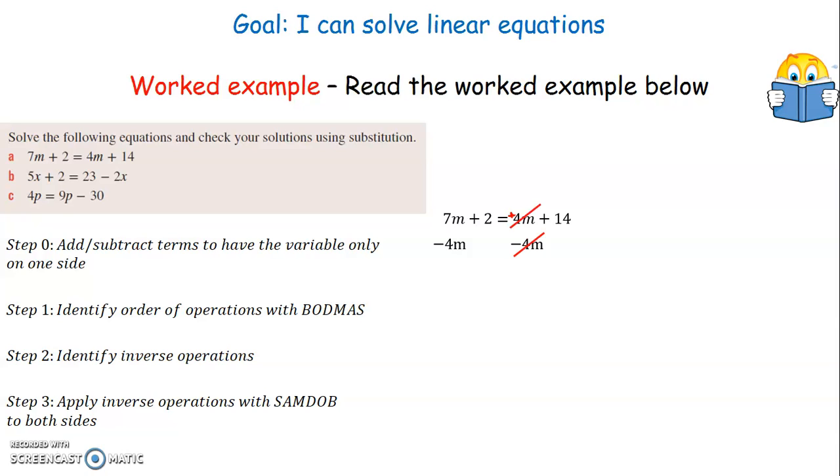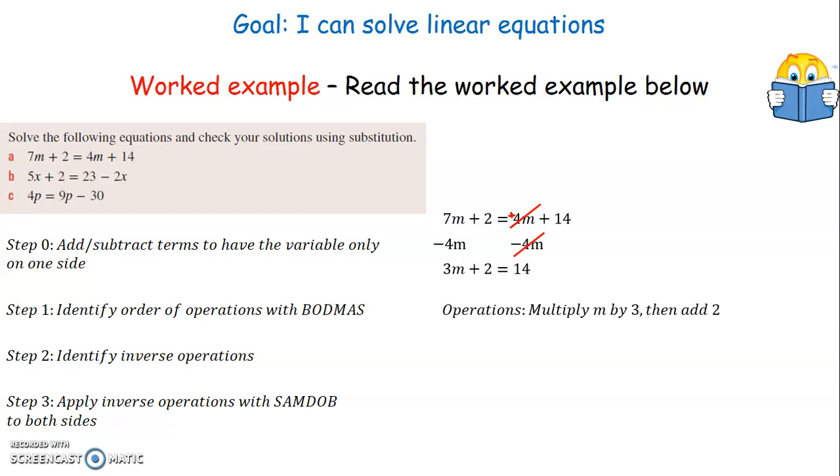So we're going to cancel the 4m. And on the left-hand side, 7m minus 4m, that's 3m, right? 3m plus 2. And on the right-hand side, now that we have canceled out the 4m, you only have the 14 left. Okay? And you see that we have come back to the kind of equation that we learned before, having only the variable on one side of the equation. Okay? And then just the 3 steps. Okay? Identify the order of operations with BODMAS, identify the inverse operations, and then apply these inverse operations with SAMDOP. Okay?